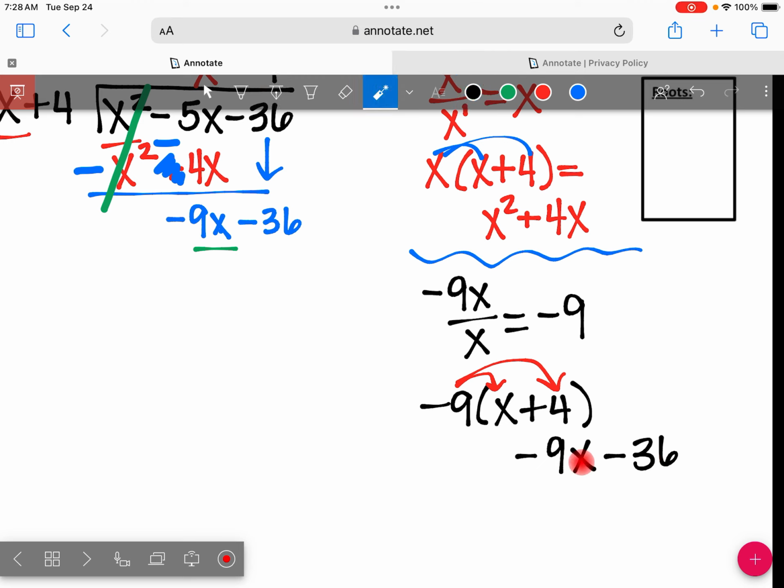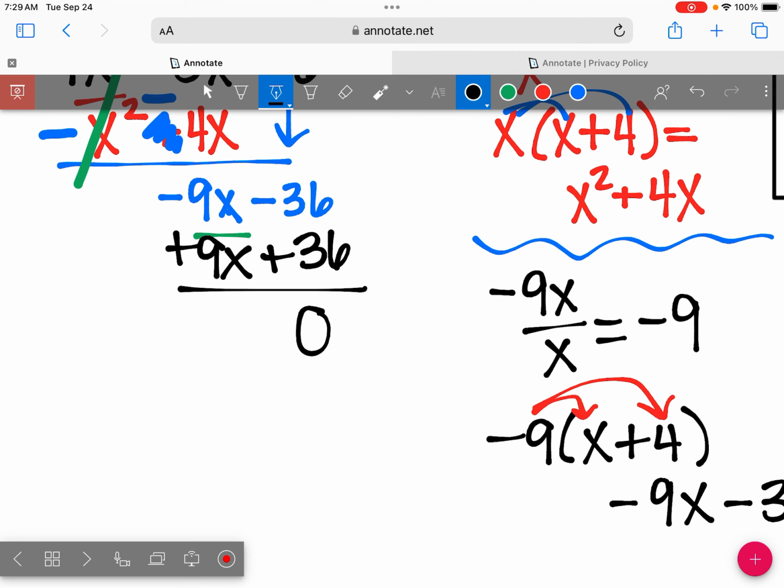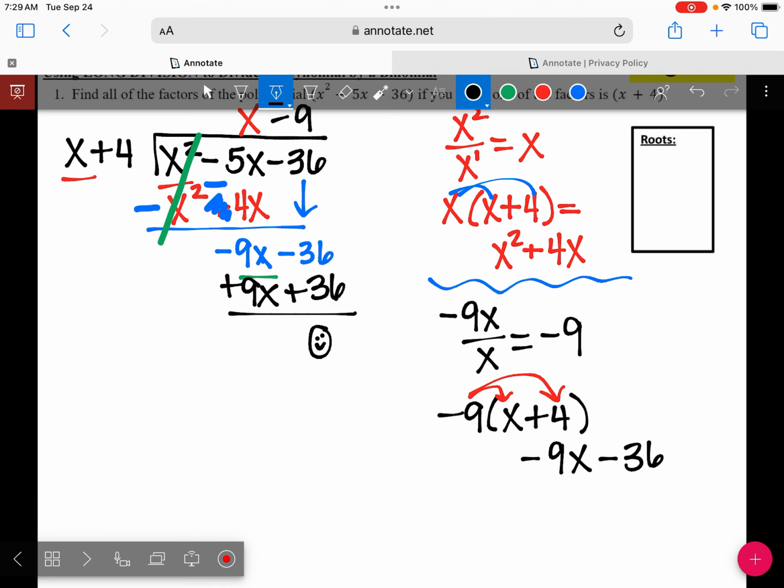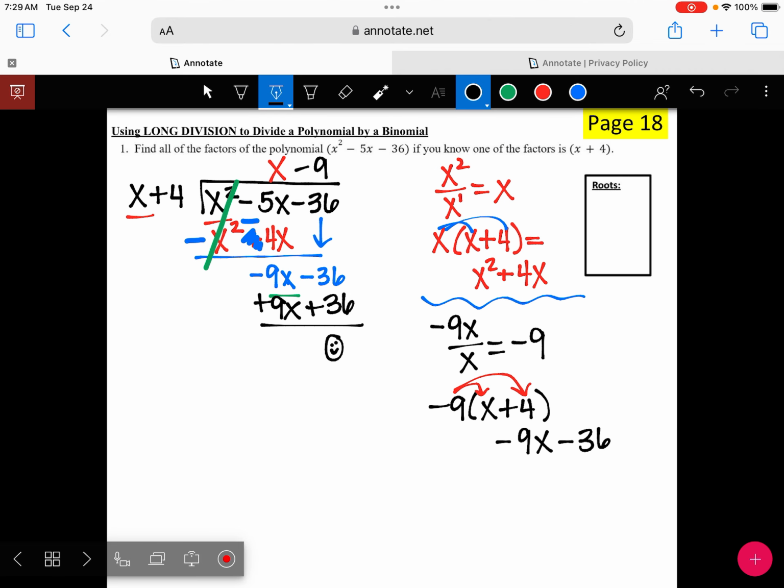But when you go from here to here, we need to do a change. So instead of this being a negative and a negative, I'm going to make it a plus and a plus, right? So I have a positive 9x and a positive 36. Both of these cancel, and I get a remainder of 0. And that's what you should get. You should get a 0. If you're doing your homework right, and when you do your test, if you do that right, you should get a 0.